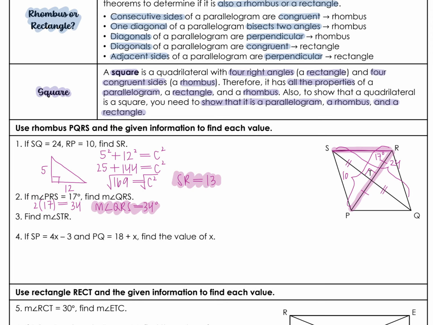Okay, then we're asked to find the measure of angle STR. So starting at S, I go to T, and then to R, which is forming that right angle that I had already drawn in here from earlier. Okay, and just a reminder, diagonals are perpendicular to each other on a rhombus. So that's where I'm getting the measure of angle STR is equal to 90 degrees.